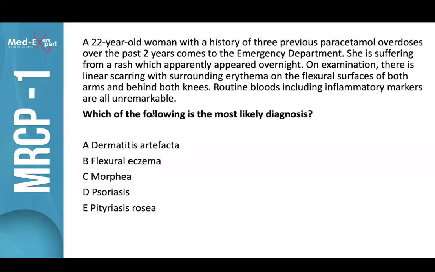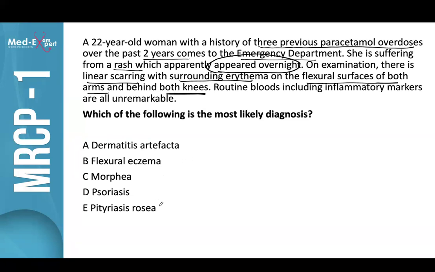A 22-year-old woman with a history of 3 previous paracetamol overdoses over the past 2 years comes to the emergency department. She is suffering from a rash which appeared overnight. On examination, there is linear scarring with surrounding erythema on the flexural surface of both arms and behind both knees. Routine blood tests, including everything, are normal. What is the diagnosis here?